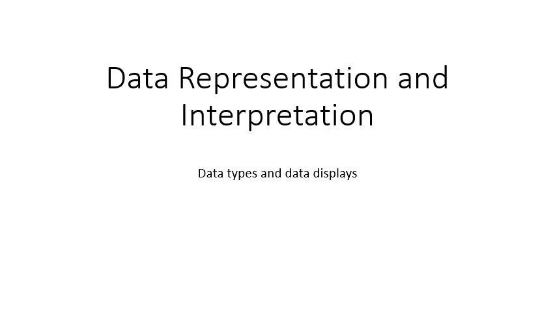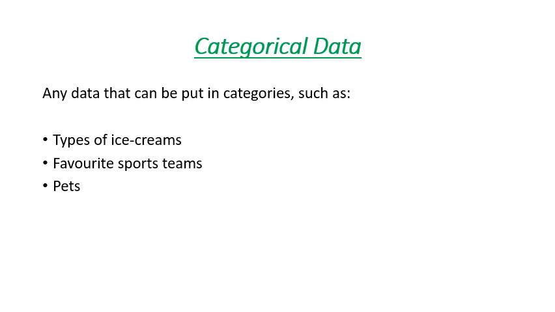This video tutorial looks at the mathematical strand of data representation and interpretation. More specifically, we're going to focus on looking at some data types and data displays. Now, the first type of data that we're going to look at is called categorical data.